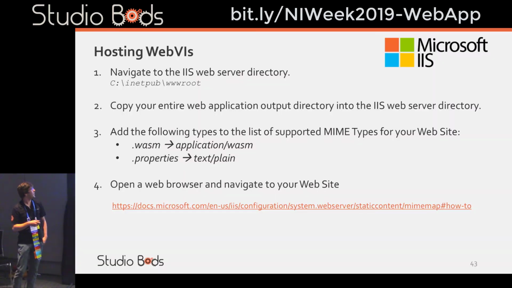If you want to host your application on Microsoft IIS, I wanted to make sure I include this information because, yes, you copy the files into the directory of the web service, but you also need to add some MIME types to the list of supported MIME types of your website. It's very straightforward. If I'm speaking Chinese or whatever language you don't understand, it's easy. You add those two MIME types. There is the link on how to do so, and then you can host your application on IIS. Very easy.